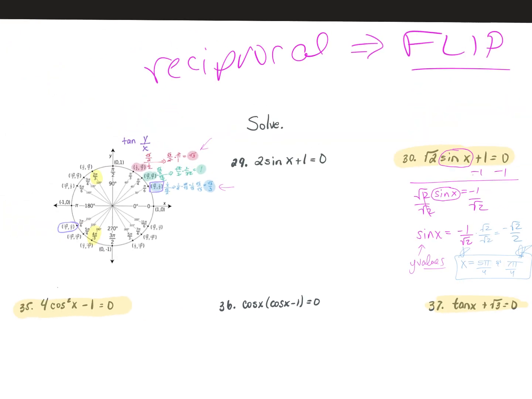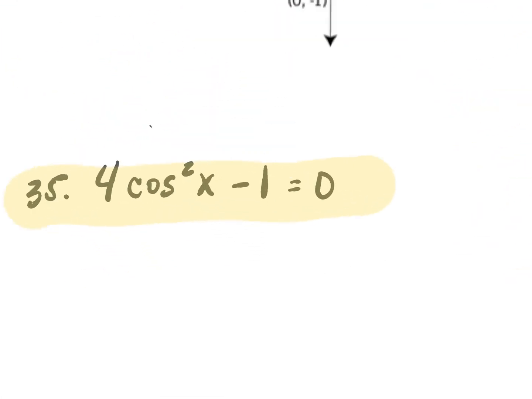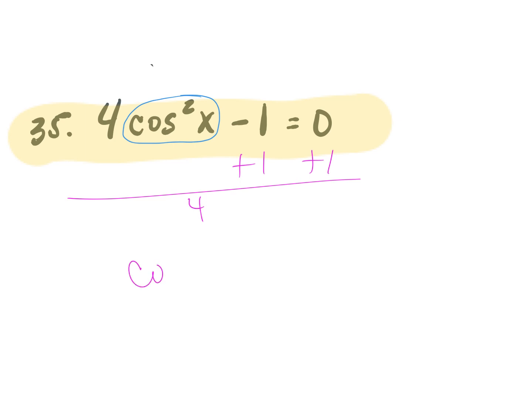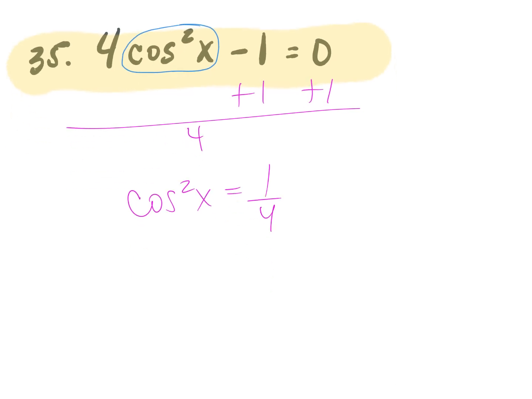So if you come into something like 35, all right, I want to get cosine squared by itself. So what are the two things I need to do? I need to add 1 to both sides and divide by 4. So this becomes cosine squared x equals 1/4. I want cosine, not cosine squared. Take what? The square root.